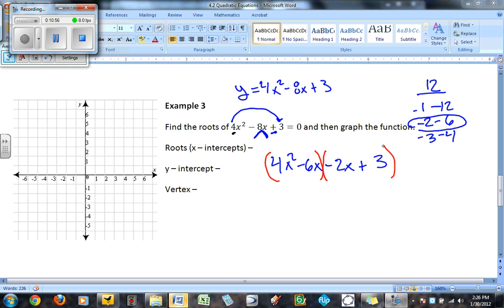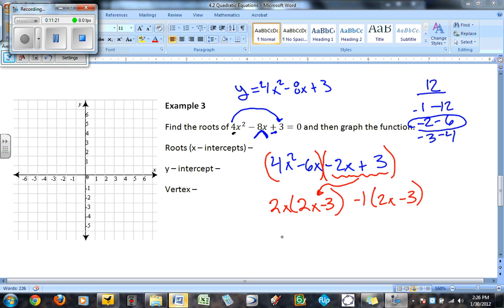And we're going to pull out common terms. So what I can pull out of here, I can pull out a 2x. If I pull out a 2x, I'm left over with 2x minus 3. And then here, I have to get this to look the same as this. So I'm going to have to pull out a negative 1. That'll make this a positive 2x minus 3.